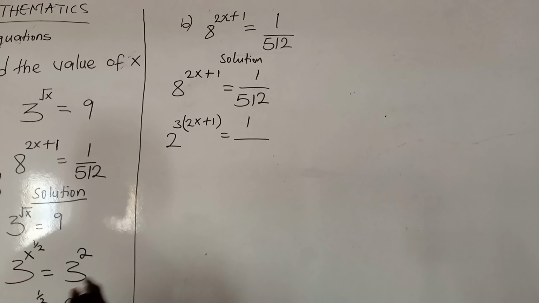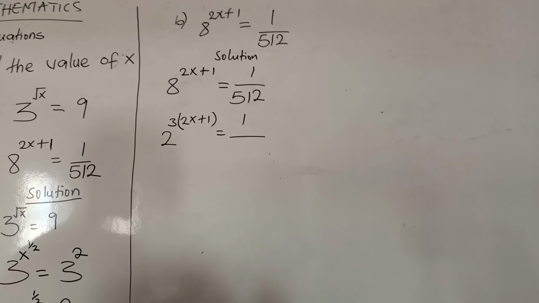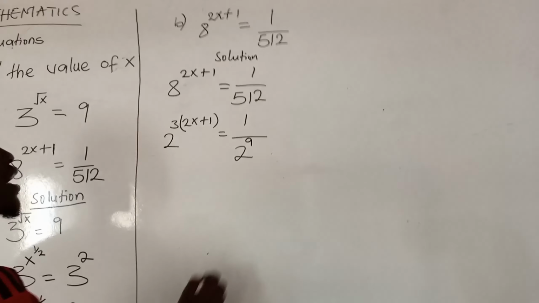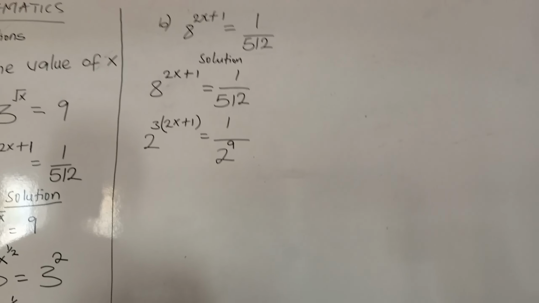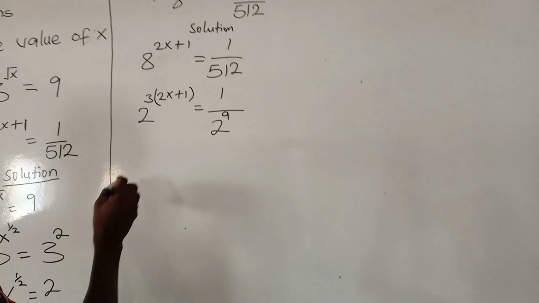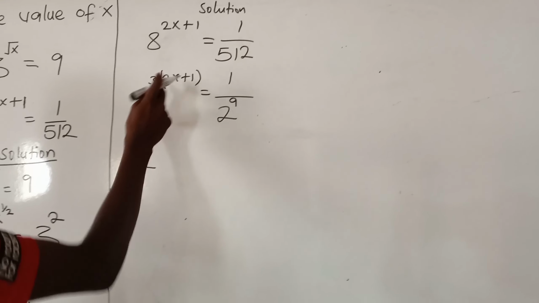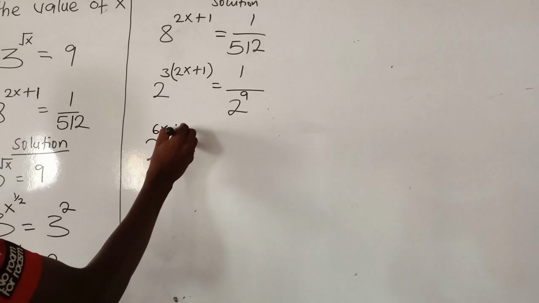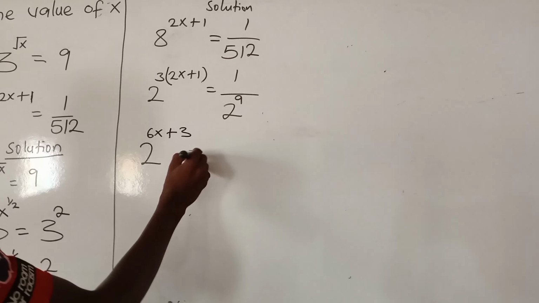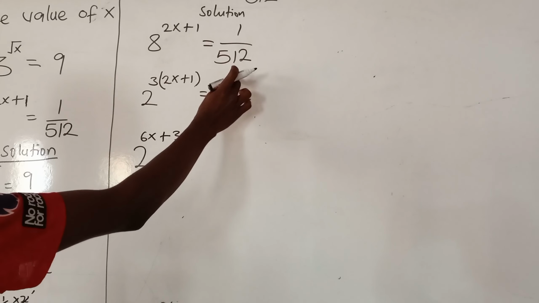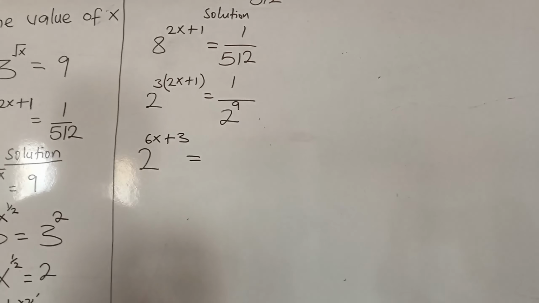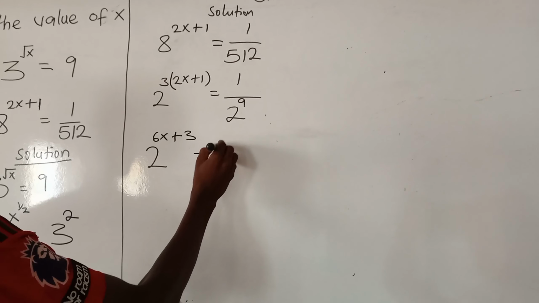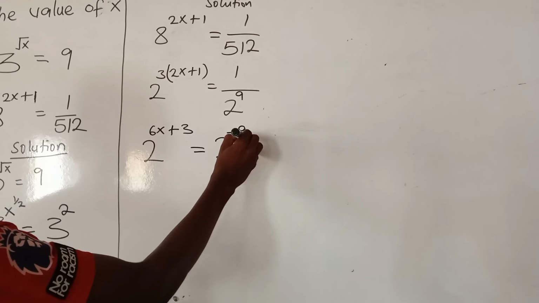Now use your calculator. Test 2 raised to the power 9. Have you tested? Yes, 2 raised to the power 9 will give us what? This number, 512. So we say, you multiply this 3 inside this bracket: 6x plus 3 equals to, now this 1 upon 2 raised to the power 9, you write it in negative index. So 2 raised to the power minus 9.